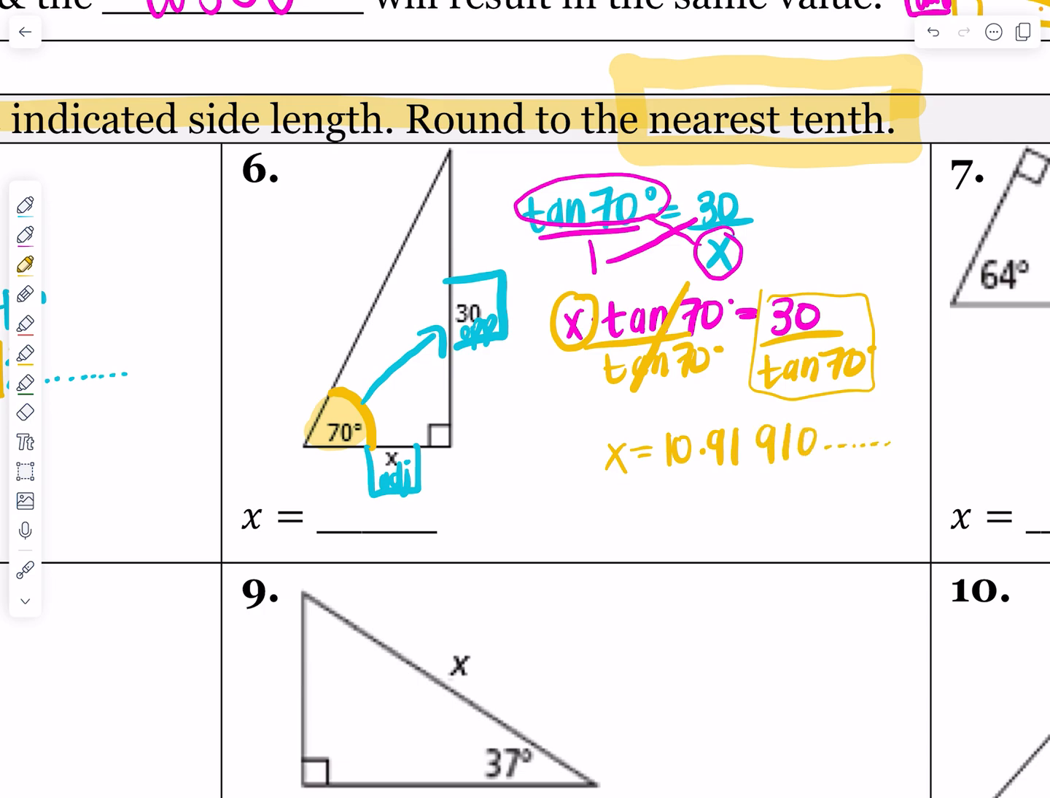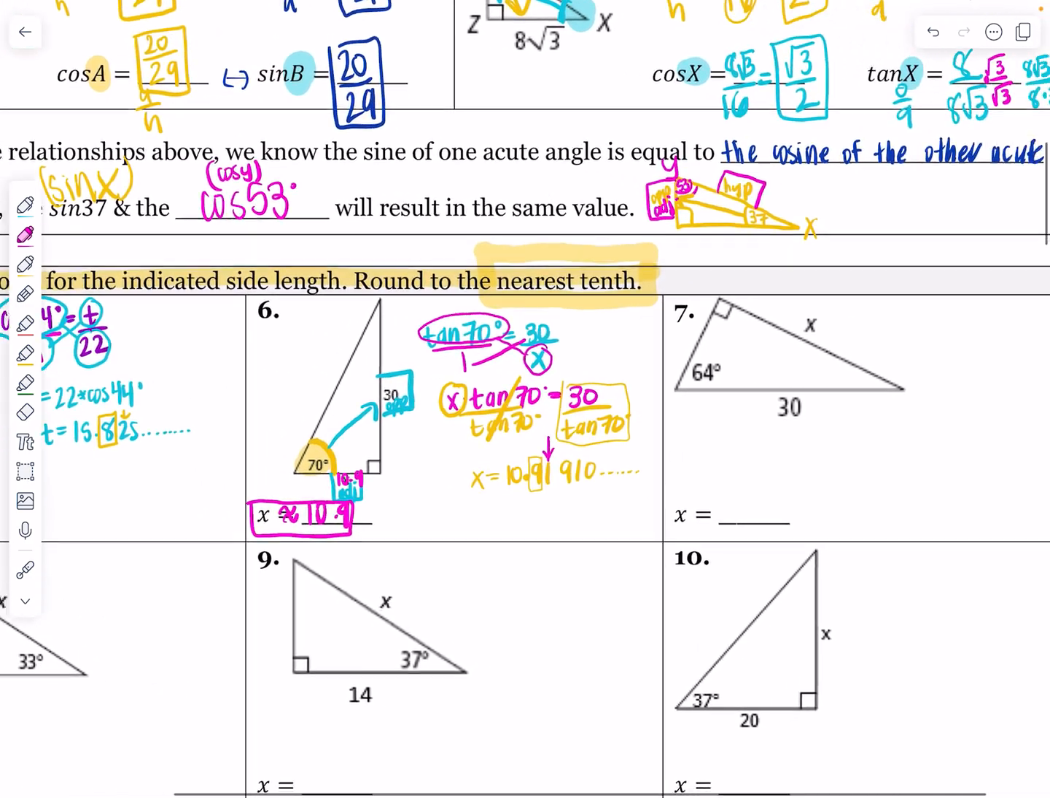Okay, so which digit is in the 10th spot, the nearest 10th? The 9 is in the 10th spot. And so who tells it whether it needs to stay at 10.9 or round up to 11.0? The 1. And so my only two options are 10.9 or about 11.0. But because the 1 is lower than 5, we're going to round that to 10.9. Okay, again, check yourself before you wreck yourself. Make sure that's a good answer. If the 30 is the opposite, would it make sense for the other leg to be adjacent at 10.9? And it would. Okay, let's do this again.